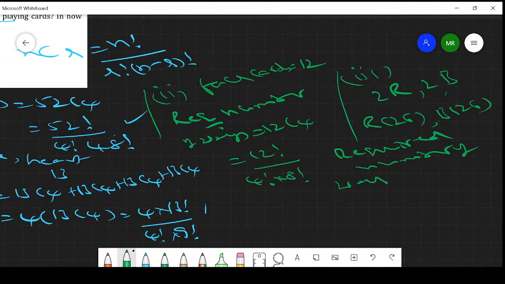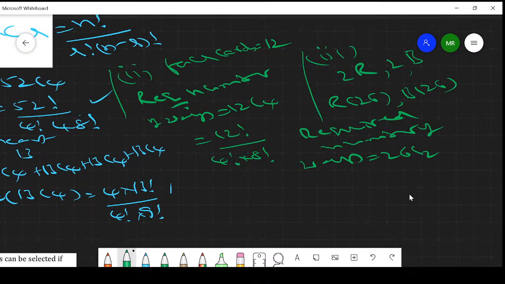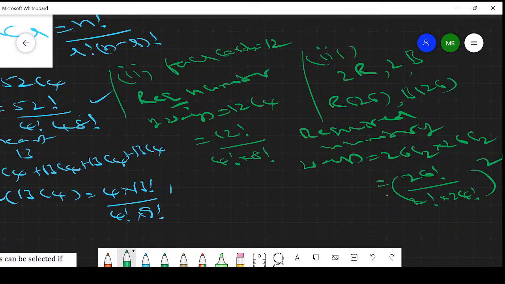What is the required number of ways? In this case, I get 26C2 into 26C2. Required number of ways is equal to 26C2 into 26C2. You can simplify this. 26C2 means 26 factorial by 2 factorial into 24 factorial, whole square. Like this you can simplify, that will be your answer, right? Inside the bracket this.